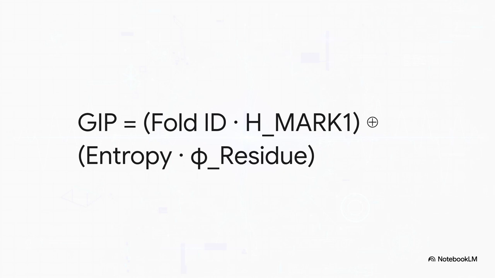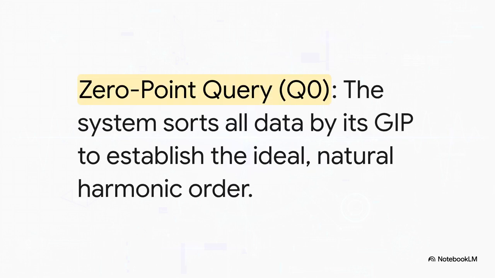And this formula shows you how that truth is built. It's basically a balancing act. It takes a stable, unique identifier, the fold ID, and weighs it against its own local chaos, its entropy. And by using a universal constant like H_1, it locks that truth into a universal framework. It's pretty elegant. So here's the very first thing the protocol actually does, the zero-point query. Now that every piece of data has its GIP, the system just lines everything up in that perfect ideal order. This gives it a baseline, right? The absolute truth that the rest of the process is going to try to live up to.